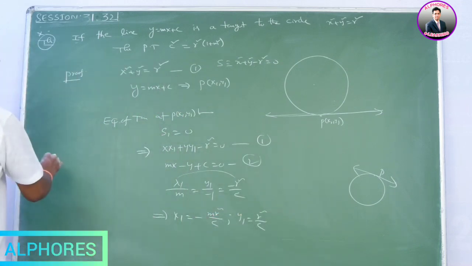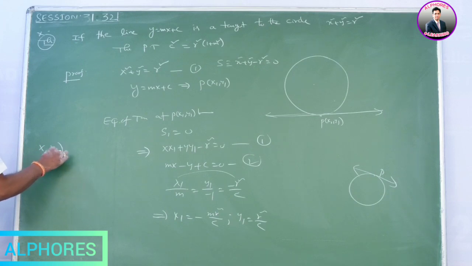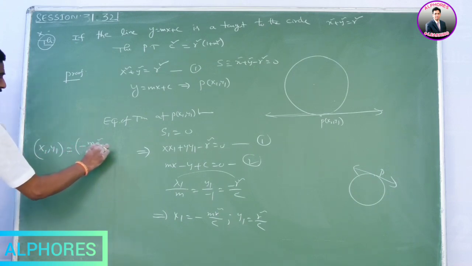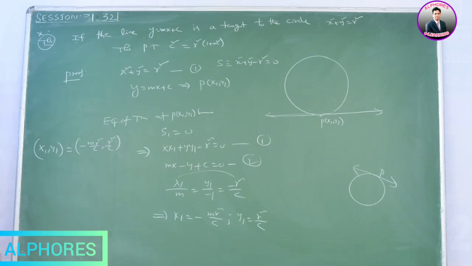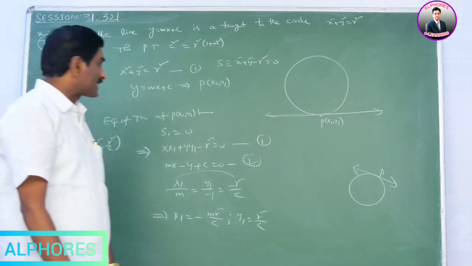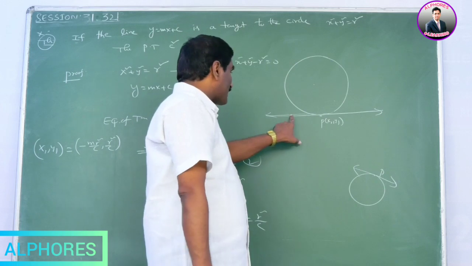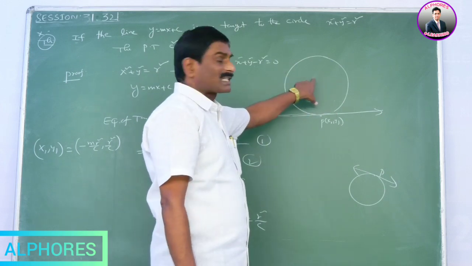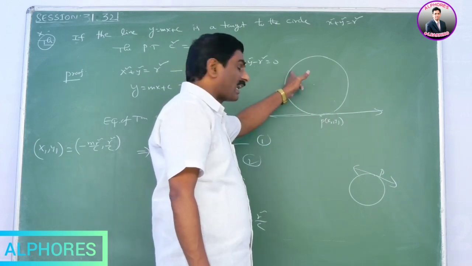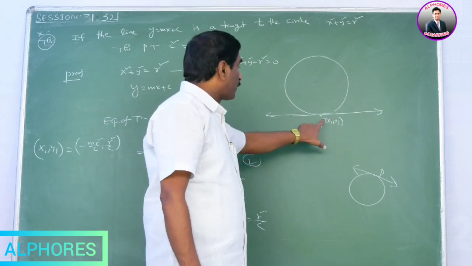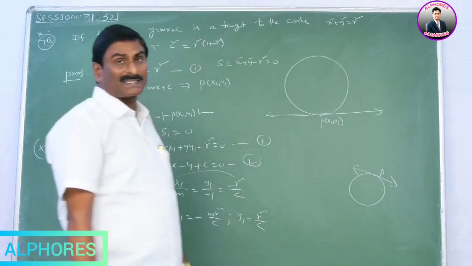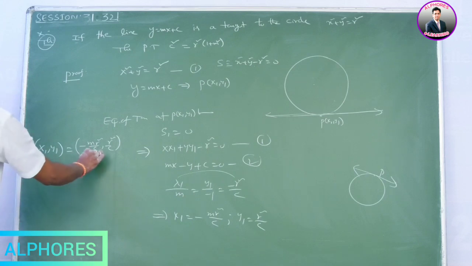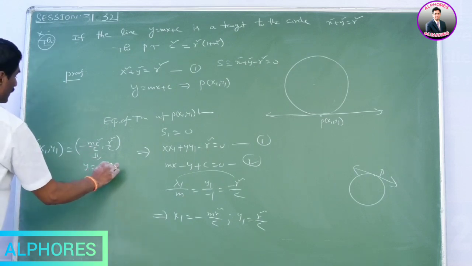That means the point of contact P(x1, y1) is equal to (minus m r square by c, r square by c). But this point P(x1, y1) lies on the line y is equal to mx plus c and the circle. Substitute this point in the circle or line. This point must lie on the line y is equal to mx plus c.